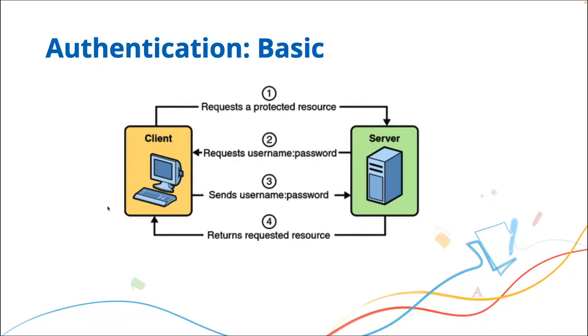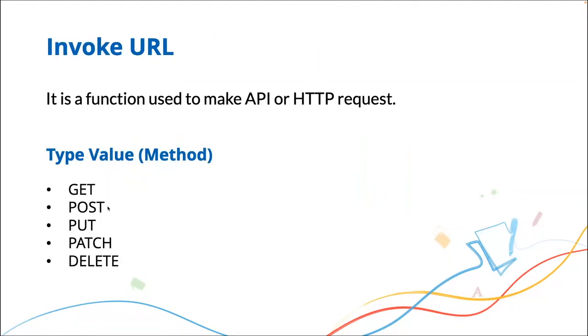So now that we have the API inside Creator, we need to make use of that API. Now, how do we do that? For that, we have to call that API first, and for that, I will be using a function called invoke URL. Using this function, I can make an API or an HTTP request. This is where I will specify my type value or method, in which I want to get, post, put, patch, or delete some information from my API.